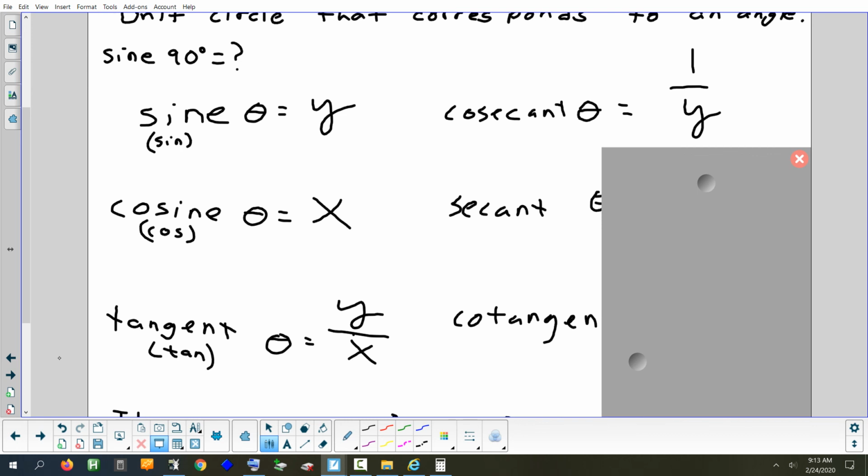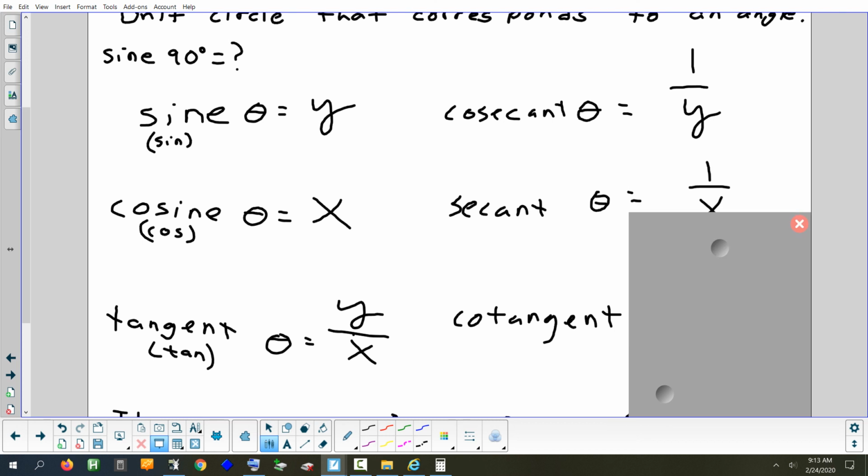Cosine and secant are reciprocals. So what do you think the formula for secant is? It's 1 over x. Again, if you're thinking, well, how do you flip x because it's not a fraction? That's where I said in your head you could pretend like there's an imaginary 1, and now you can flip it. And based on that, what do you think the cotangent is? X over y.